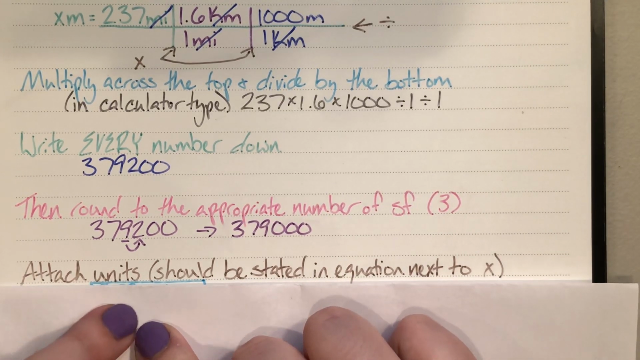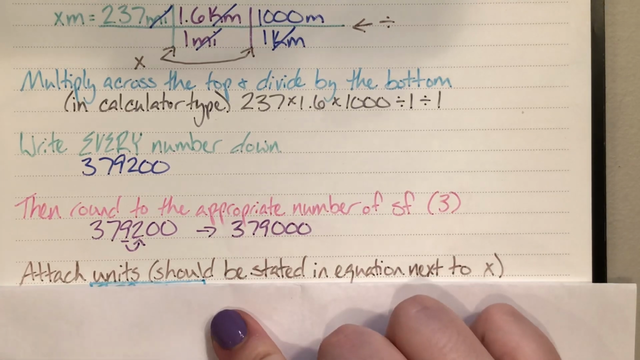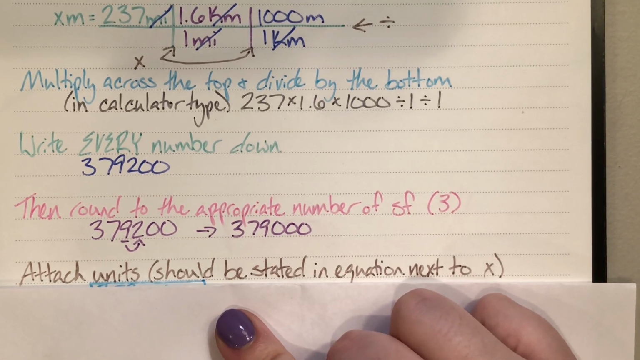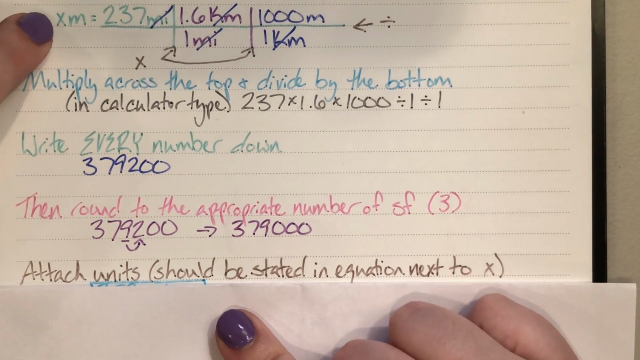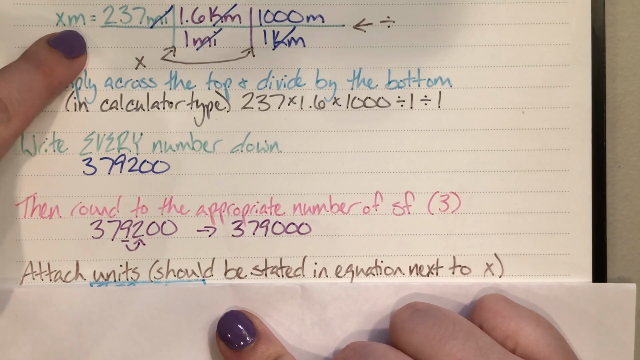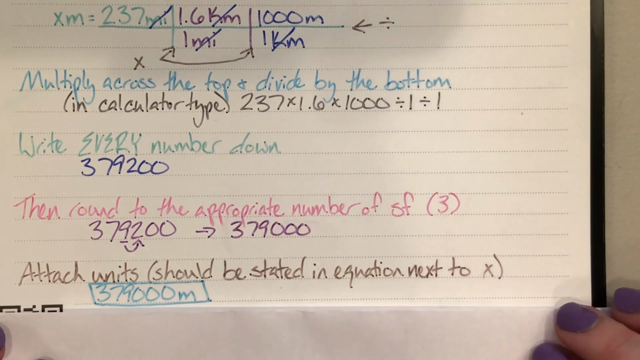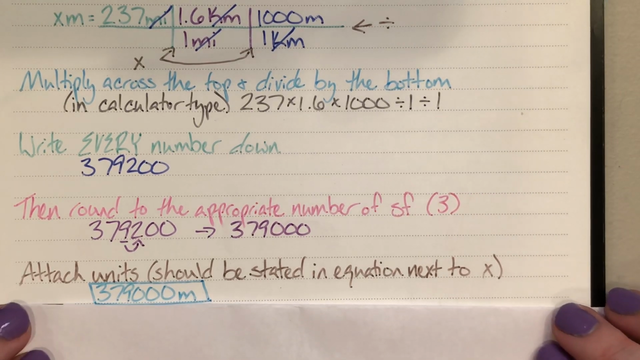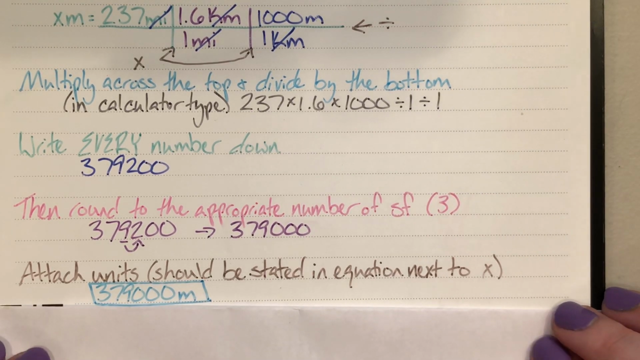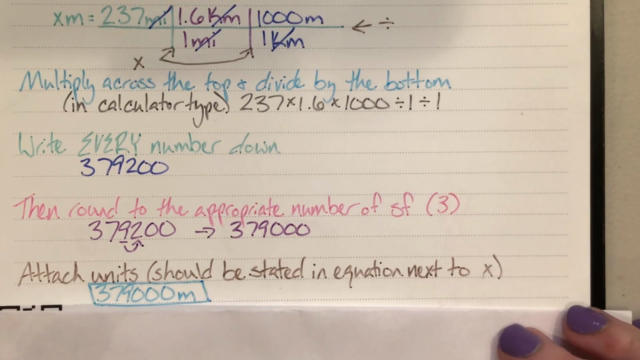I am able to find my units either in the actual words of the problem, but who wants to read anyway, or next to my x. I see that next to my x I have the symbol for meters, so I am just going to go ahead and attach that symbol meters, which would make my final boxed answer 379,000 meters.